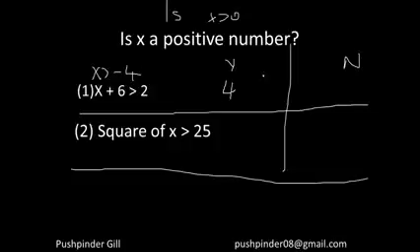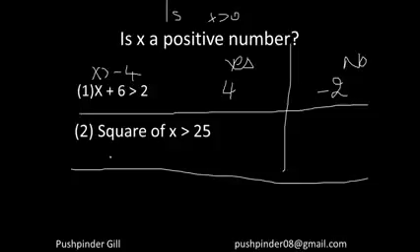Fine. Is 4 a positive number? Yes. I've got a yes. Pick up any other value. x is equal to negative 2. Negative 2 is greater than negative 4. But x is not a positive number. So I have a no. Once I have a yes and a no, that means the statement is insufficient.